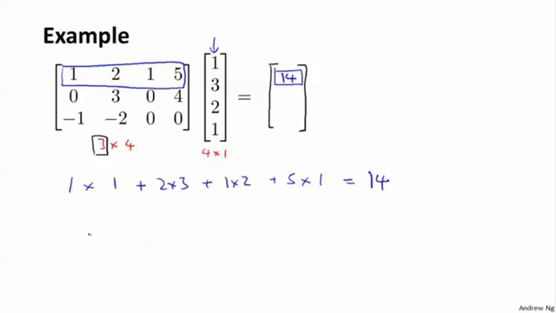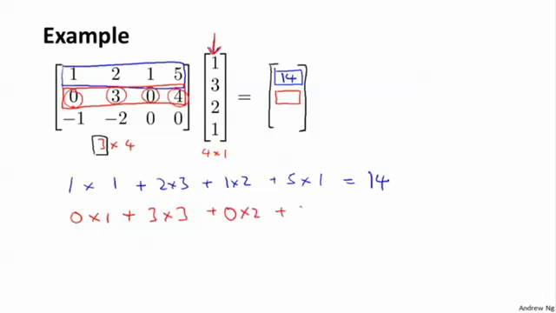And then for the second element, I'm going to take this row now and multiply it with this vector. So I start with 0 times 1 plus 3, right? So 0 times 1 plus 3 times 3 plus 0 times 2 plus 4 times 1, which is equal to, let's see, that's 9 plus 4, which is 13.